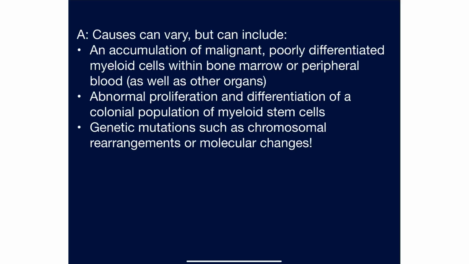Causes can vary, but can include an accumulation of malignant, poorly differentiated myeloid cells within bone marrow or peripheral blood, abnormal proliferation and differentiation of a clonal population of myeloid stem cells, genetic mutations such as chromosomal rearrangement, and molecular changes.